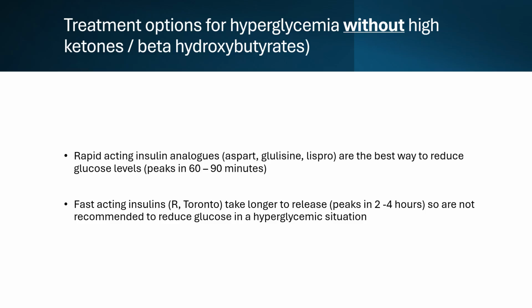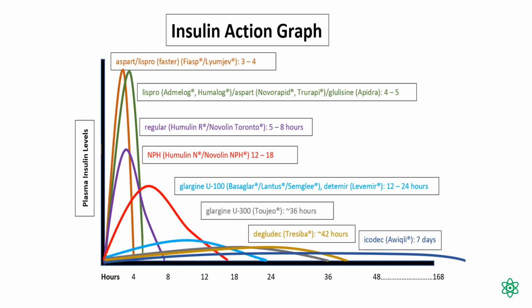The fast-acting insulins like R or Toronto, they take longer to release. They're not peaking for 2 to 4 hours. So they're not recommended to reduce glucose in a hyperglycemic situation where you want to bring them down faster than 2 to 4 hours from now. And that's really important, that if a prescriber asks you to give Humulin R and then contact them an hour later with a repeat glucose, you're going to want to push that off or discuss with them waiting at least 2 hours, because the effect of the R or Toronto is not going to be shown for at least 2 to 4 hours.